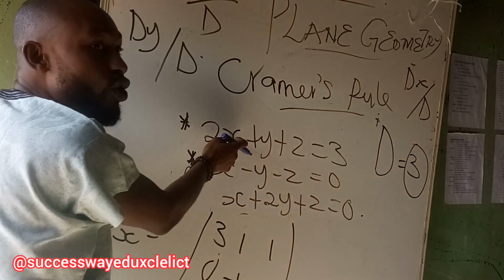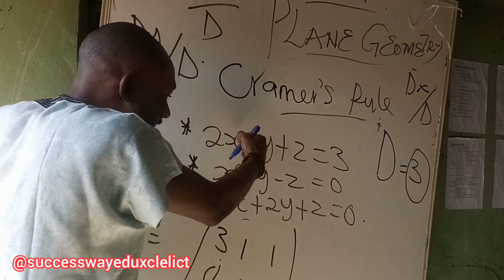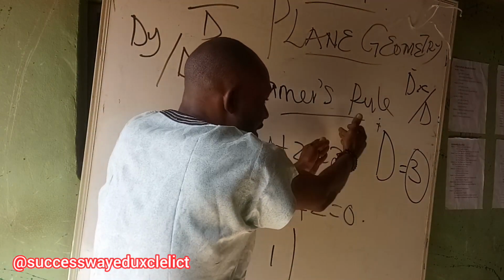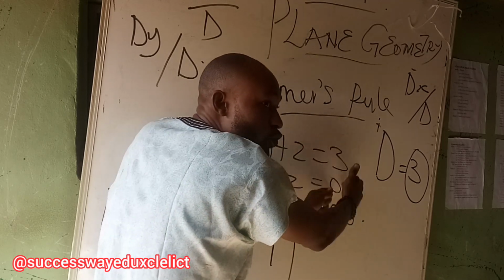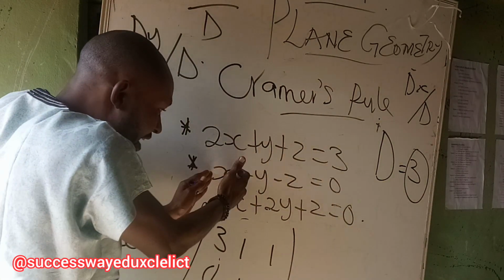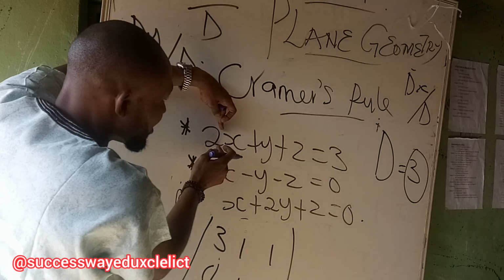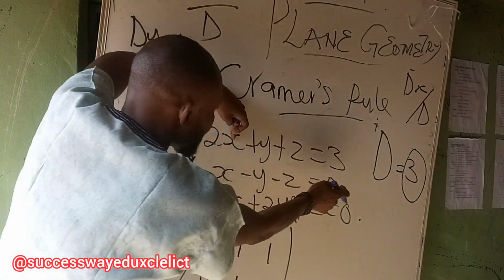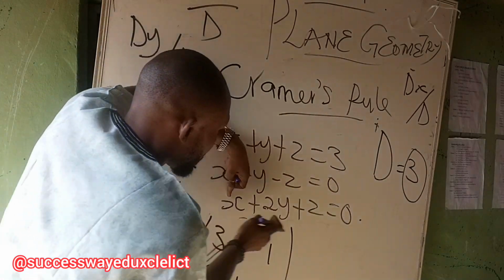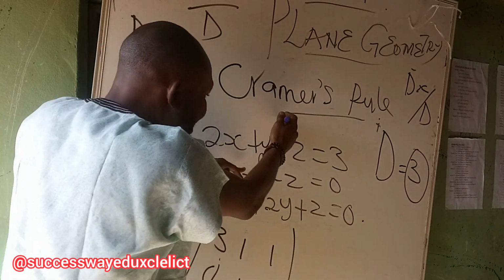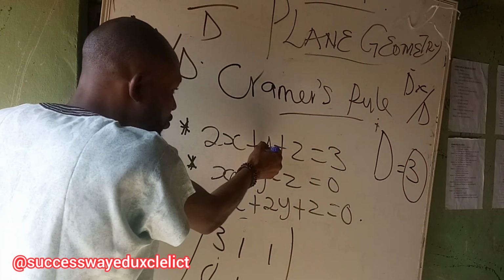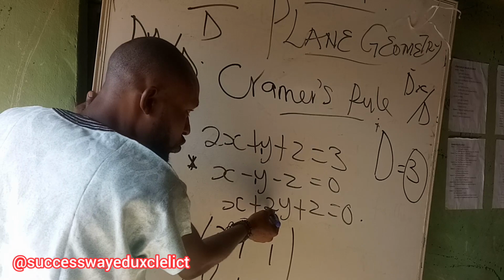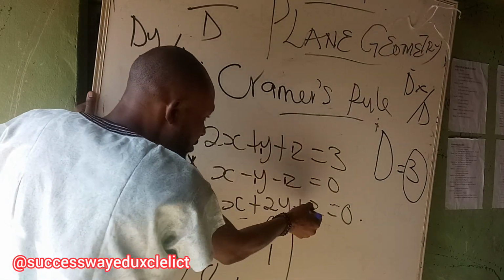For me to look for the value of x, since it is x I am looking for, I have to replace my equality values with x here. Look at it here. This is 3. So here is going to be 3. Here is going to be 0. Here is going to be 0. Then others here maintain their coefficients. This is 1, this is 1, this is 2. This is 1, this is 1, this is 1.